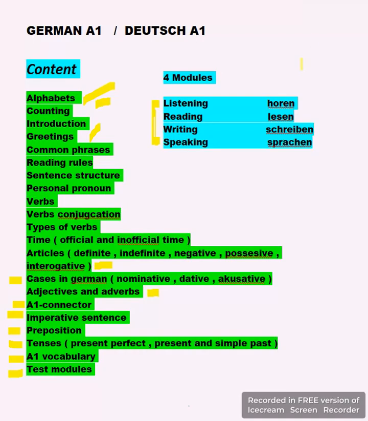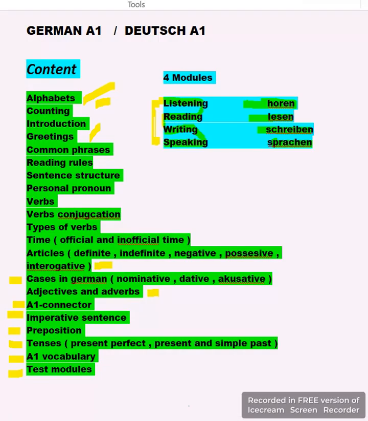Basically, the IELTS test also has a listening test, reading test, writing test, and speaking test. And same as the IELTS test, in German also we are having a Horen test. Horen test means listening test. Then we are having a Lesen test. Lesen test means reading test. We are having writing. Writing test means Schreiben. And then we are having a speaking test, which also means Sprachen test. Okay, so this is all about German A1.